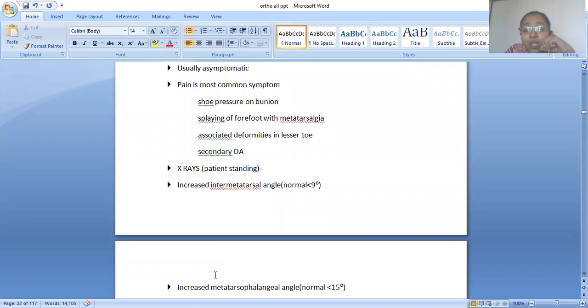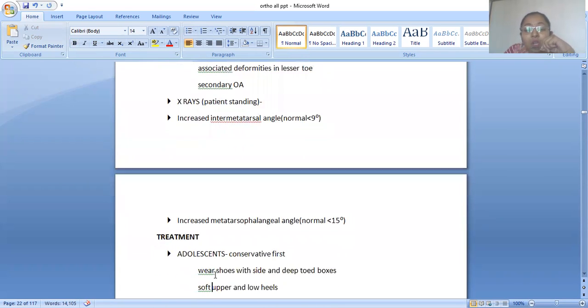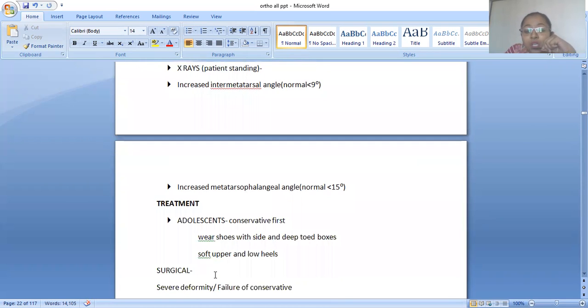Then how can we diagnose by observation or symptoms, and confirm it with the X-ray. The normal intermetatarsal angle is less than 9 degrees. So if the intermetatarsal angle has increased to more than 9 degrees, then we have to see whether there is hallux valgus. Normally the angle will be more than 15 degrees. Now the treatment. In adolescents, conservative treatment will be given.